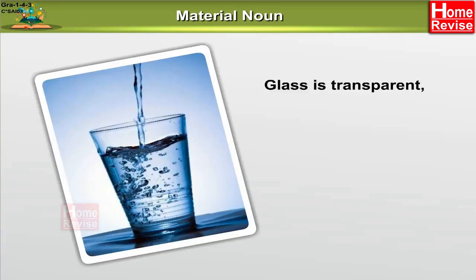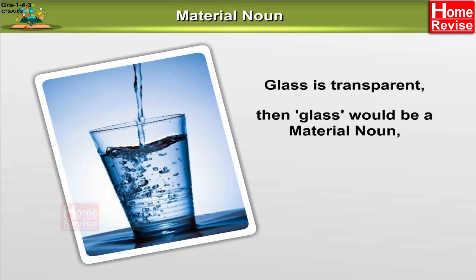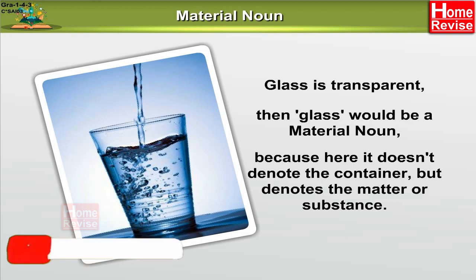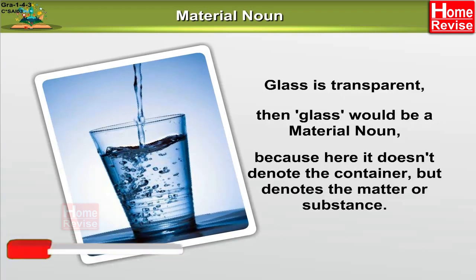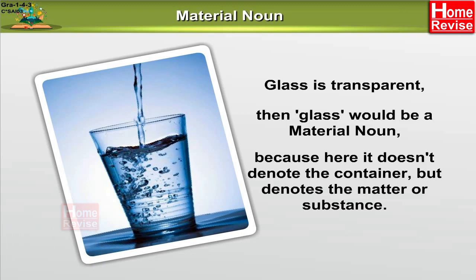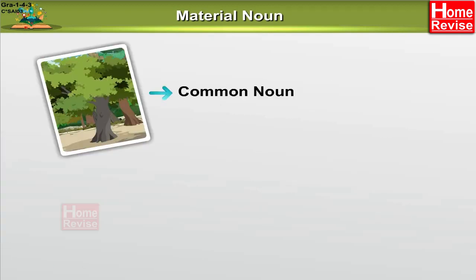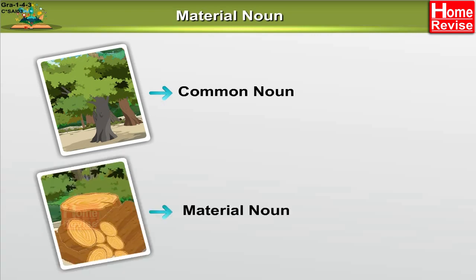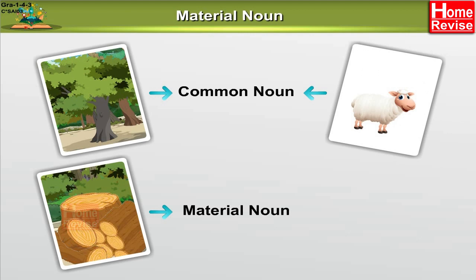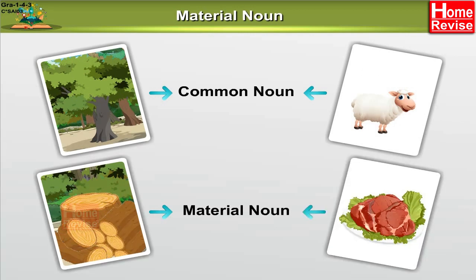But if we say glass is transparent, the glass would be a material noun because here it doesn't denote the container but denotes the matter or substance. Understand? Similarly, the tree is a common noun, but wood is a material noun. The sheep is a common noun, but mutton is a material noun.